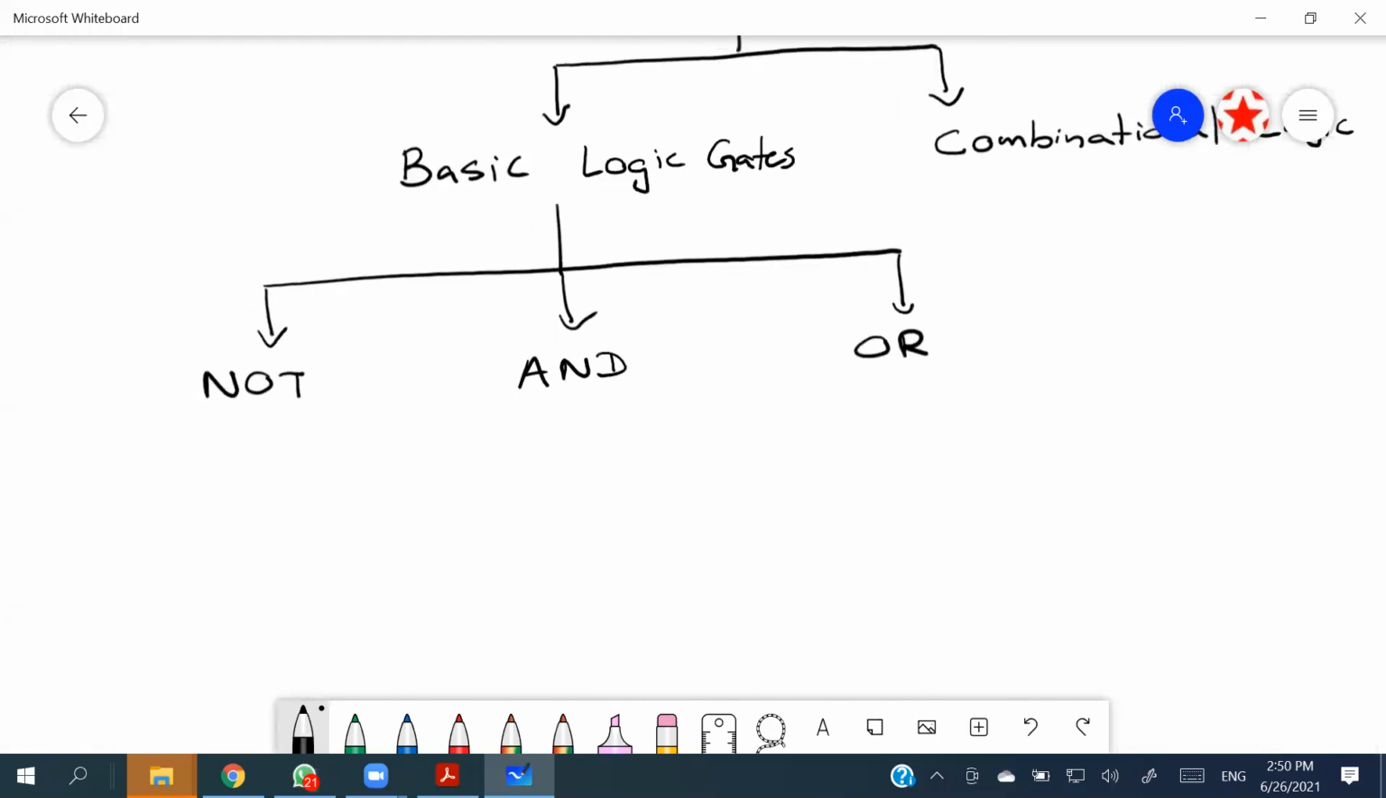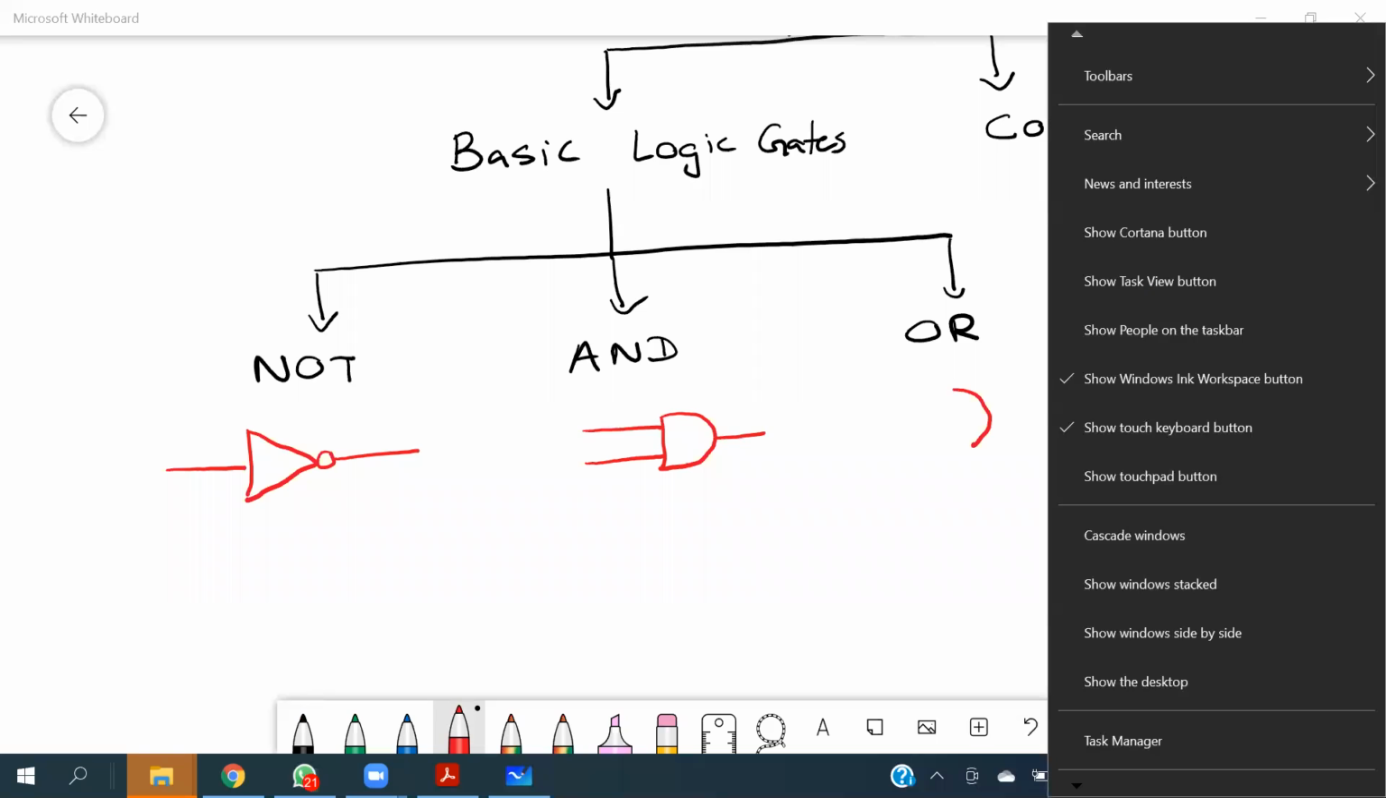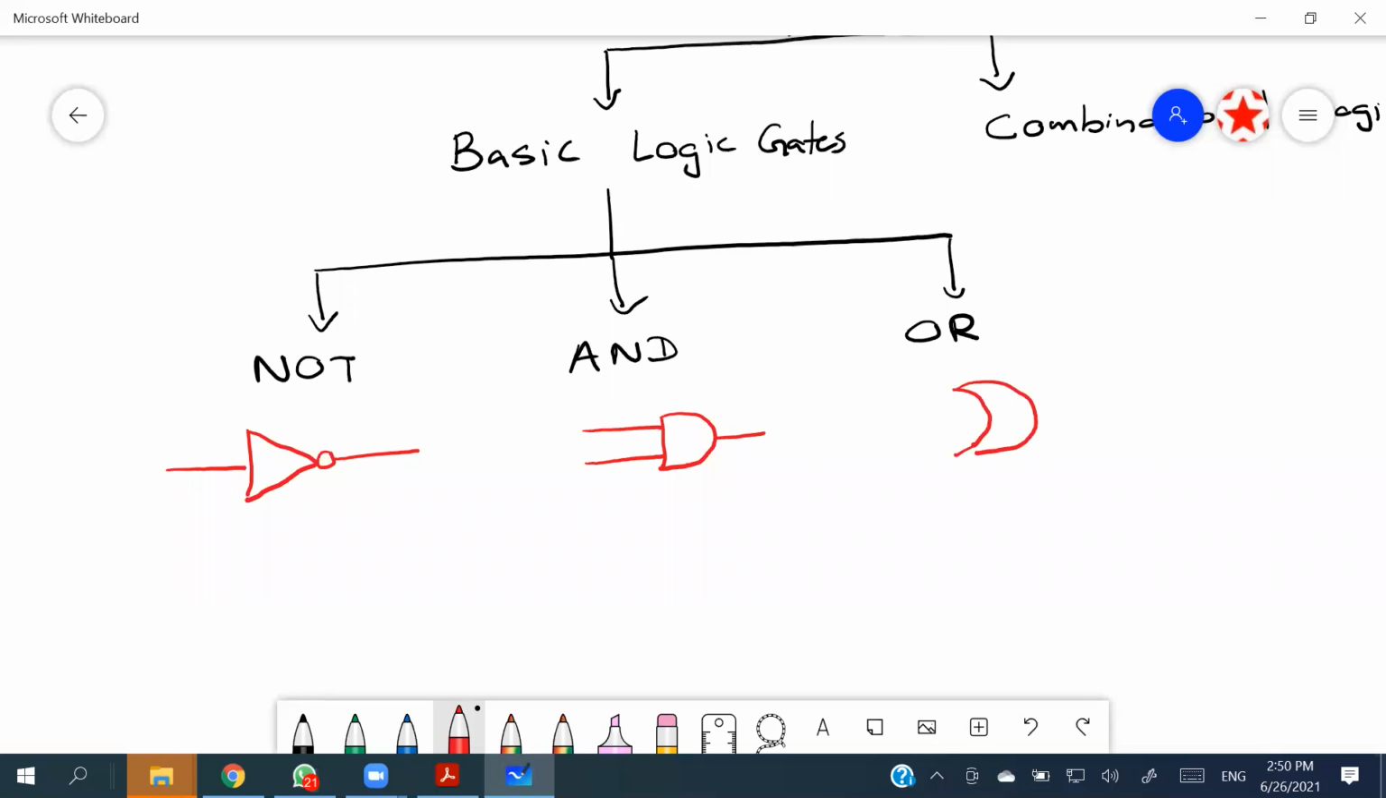So when it comes to the NOT, OR, and AND, they have their own type of symbols. This is the NOT gate symbol. And this is the AND gate symbol. And this is the OR gate symbol. So something very easy to remember: NOT, AND, OR.